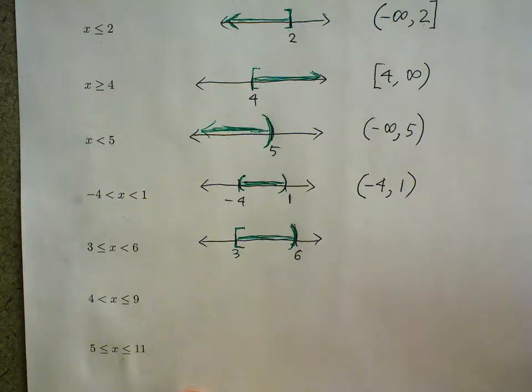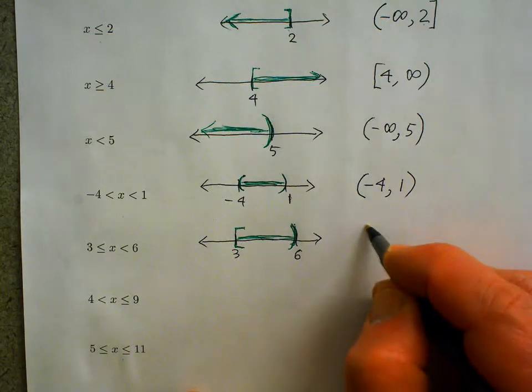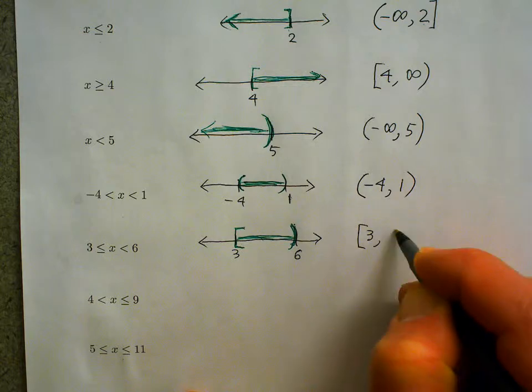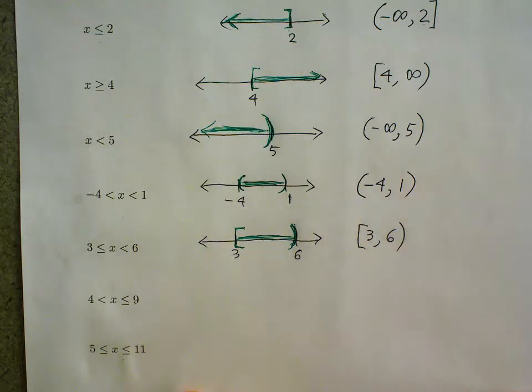The interval notation for this one is bracket 3, comma 6, parenthesis.